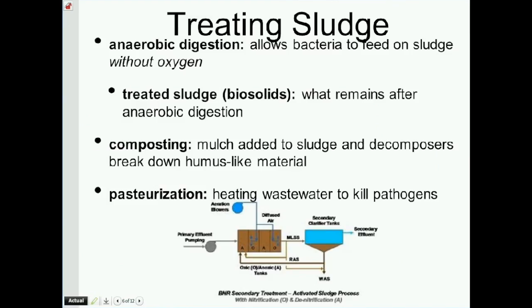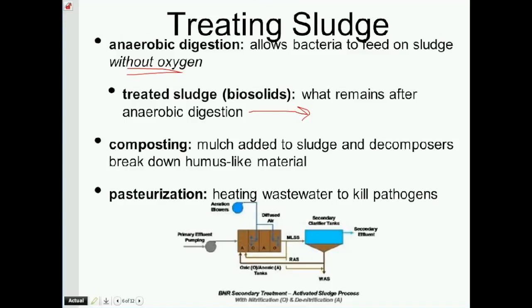So the anaerobic digestion just means without oxygen, which we talked about. The treated sludge or biosolids, that's what remains after the anaerobic digestion. And this has to go somewhere, right? So a lot of times they have to move this to a landfill or something like that. It'll talk about this a little bit in the FRQ for this unit. It'll ask, okay, now what do we do with all this stuff that we took out of the water?